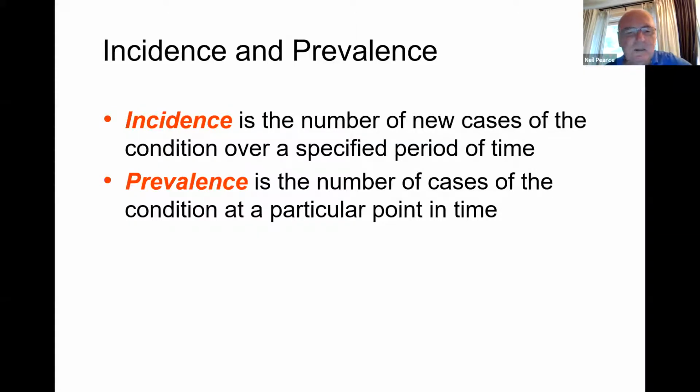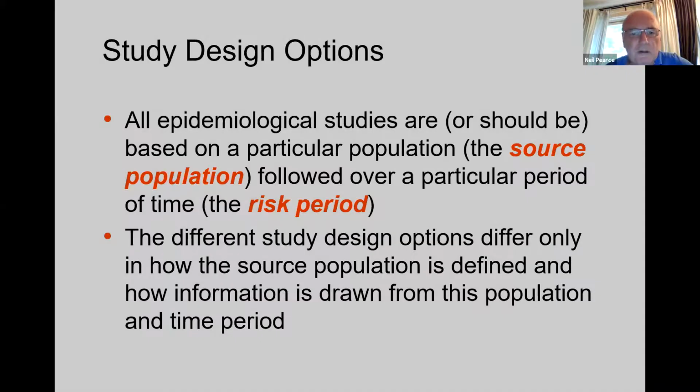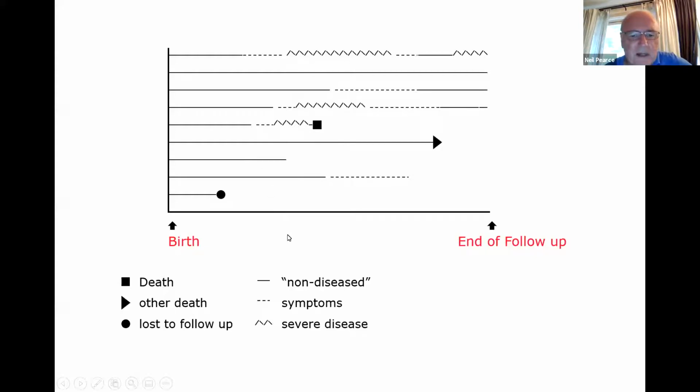Now, when we study people over time, incidence is the number of new cases of the disease over a specified period of time, and prevalence is the number of cases at a particular point in time. If we look back here, let's say we're studying something like asthma symptoms, and when the dotted line starts, the person has developed symptoms. So 1, 2, 3, 4, 5 people developed the disease during this follow-up period. So the incidence is essentially 5 out of 10. It's a bit more complicated than that, but for starters, that's a reasonable estimate.